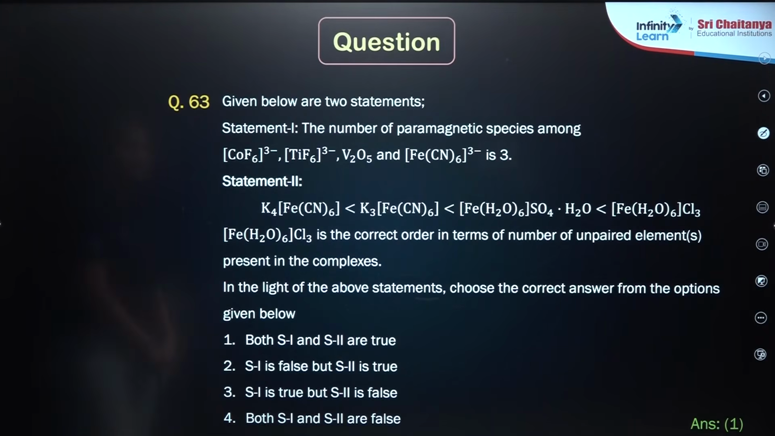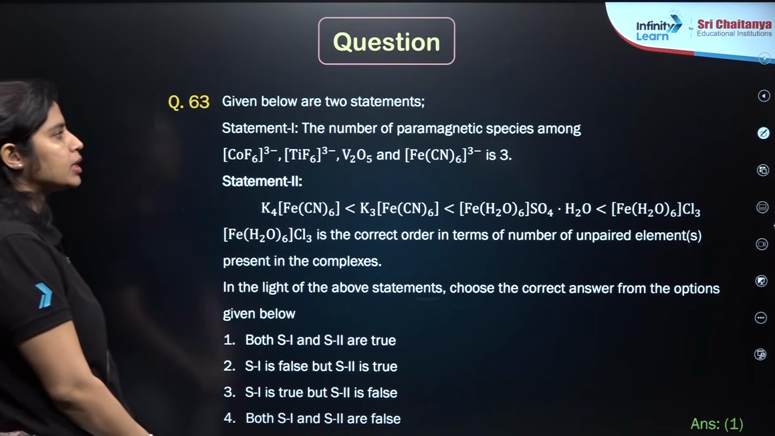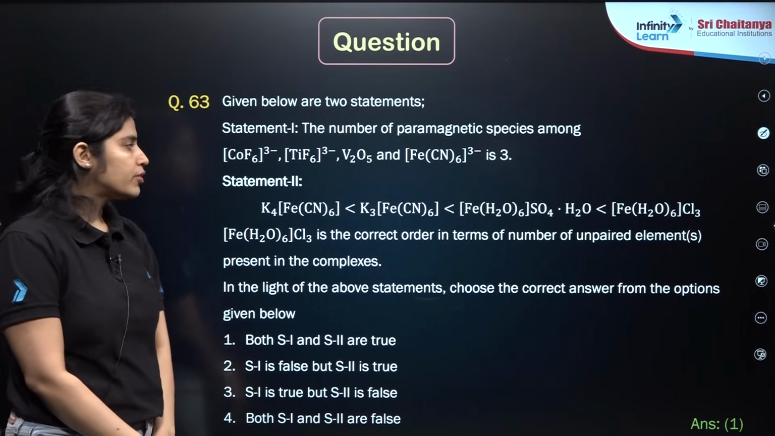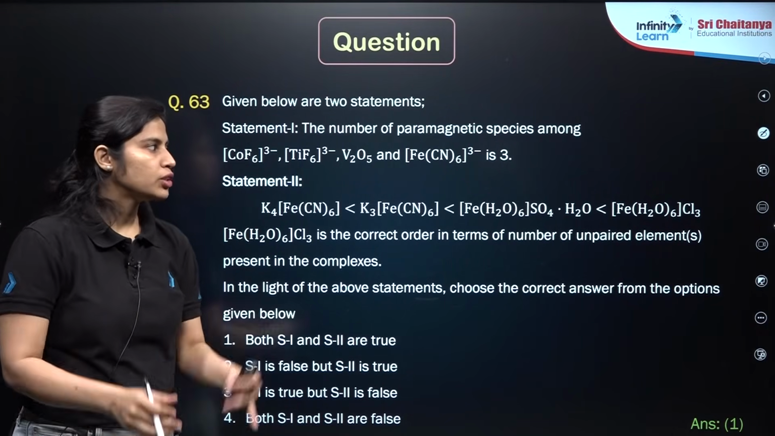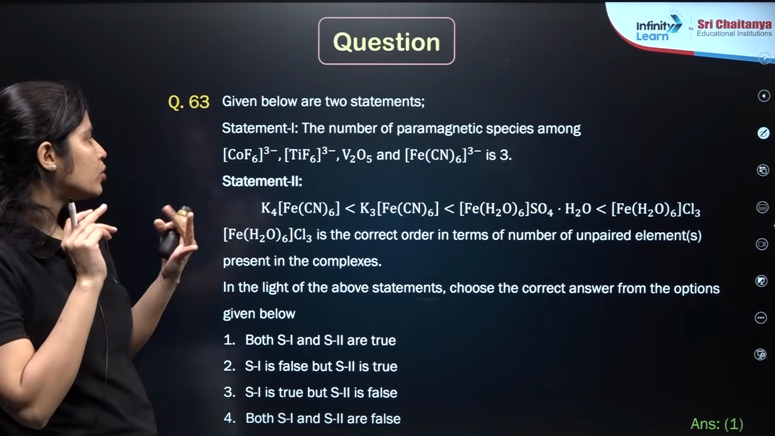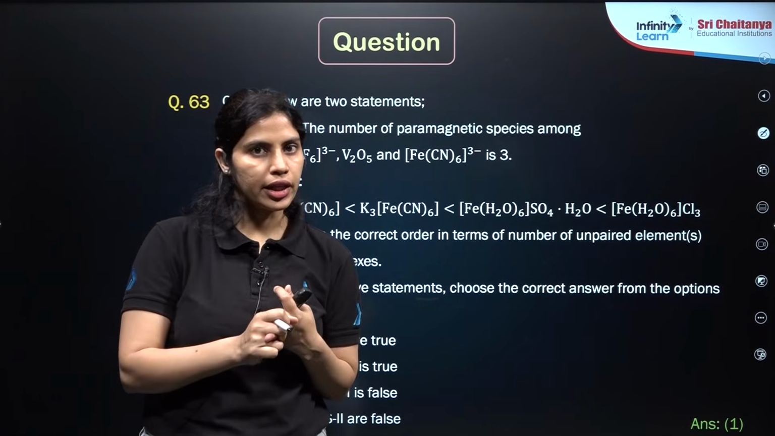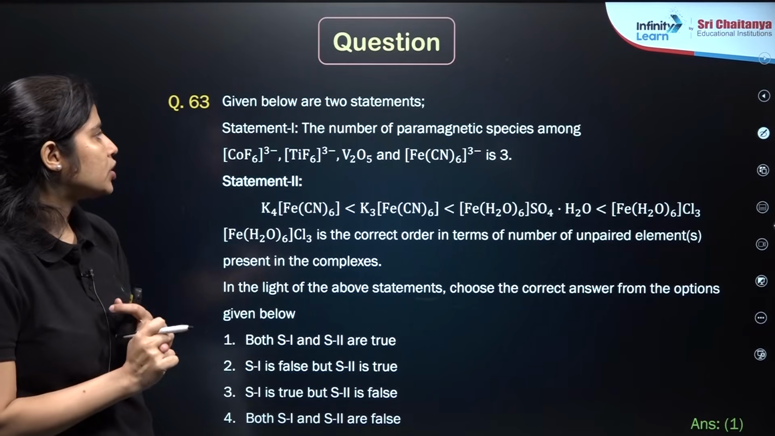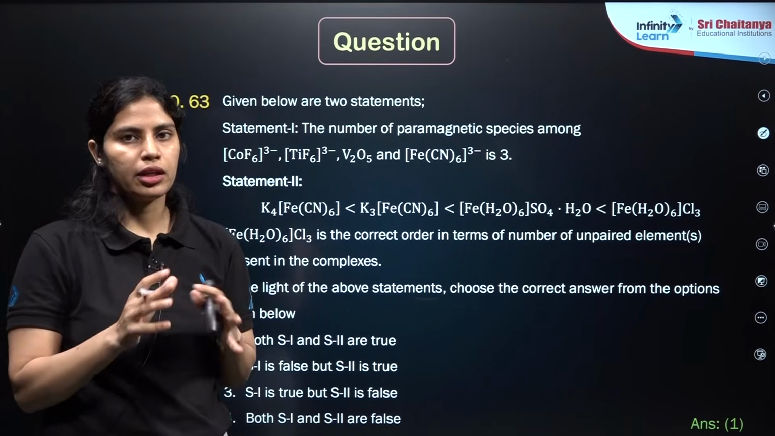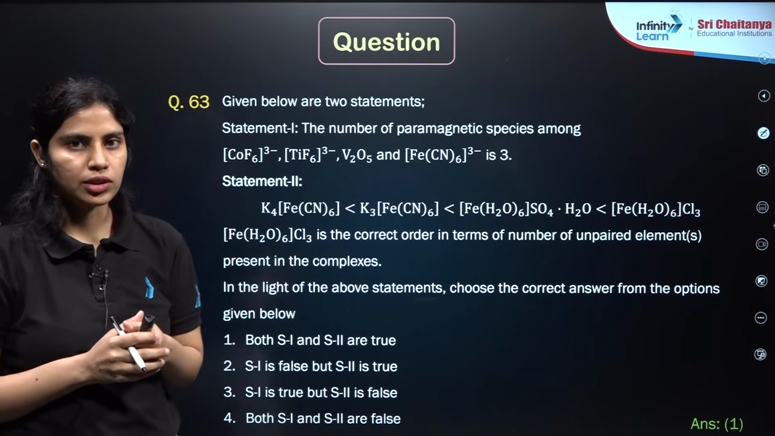Next is question number 63. Question number 63 is: the number of paramagnetic species among them is. So of course, again, you will have to write down the configuration first. Then you will have to see if the ligand that is given to you is a weak field or a strong field ligand. According to that, you have to arrange the electrons and see if there are paired or unpaired electrons. How many unpaired electrons are there?